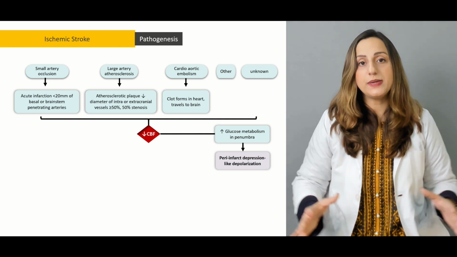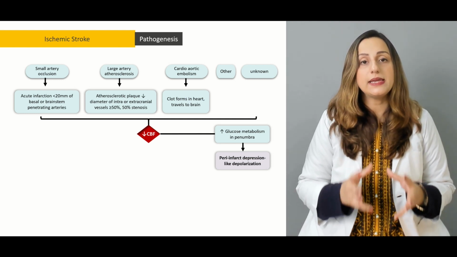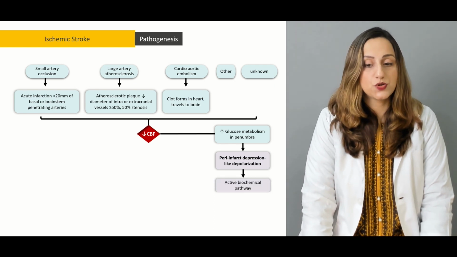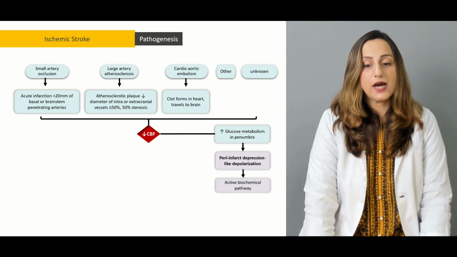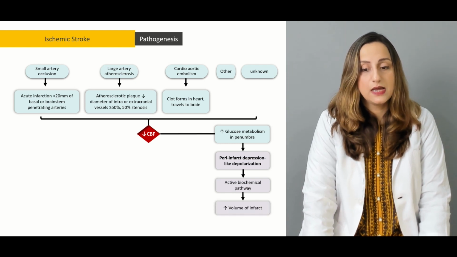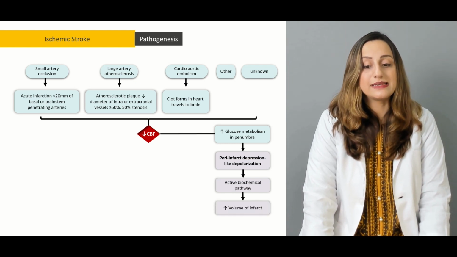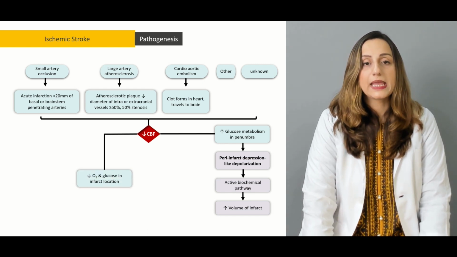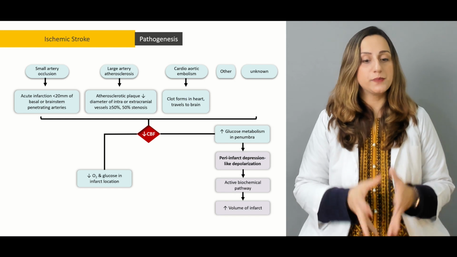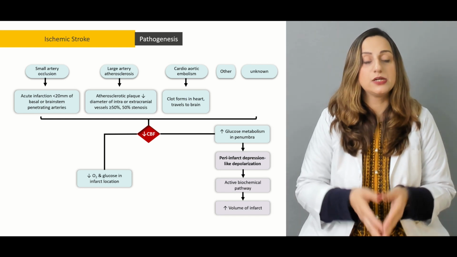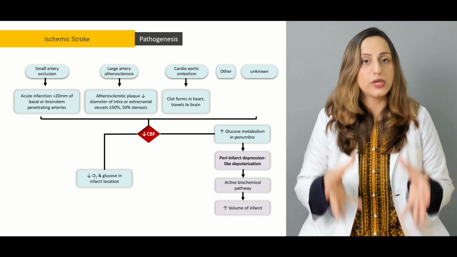It is going to be in the area of the peri-infarct. This is going to be an event that is going to be marked over here. Then obviously we have the active biochemical pathways that are going to get active in this particular area. An increase in the volume of the infarct is going to take place. Now, a decrease in the cerebral blood flow is going to mark the decrease in the oxygen as well as the glucose in the infarct location.